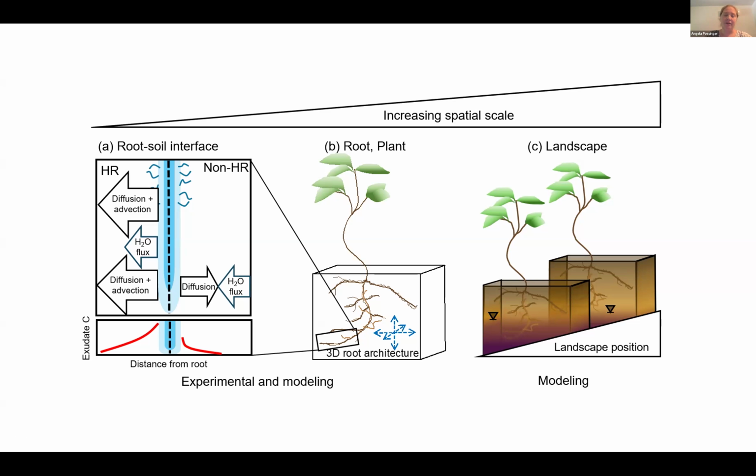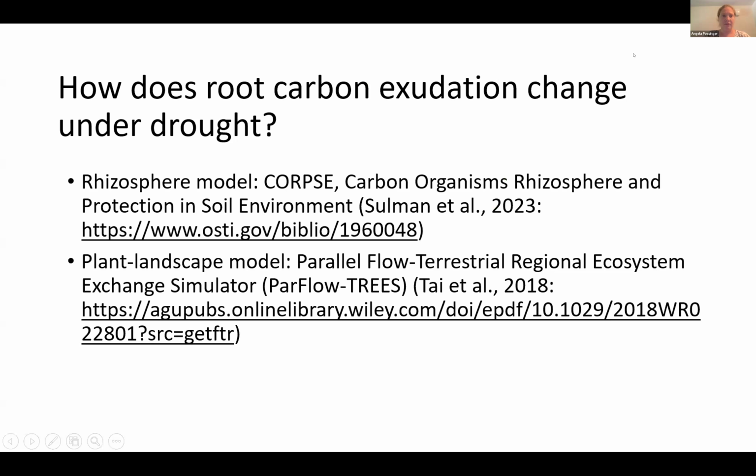And so this is an experiment and modeling approach that really tries to take specific microscale measurements and use them to enable model development. So I'll just give a couple examples about how we're doing this. We're using a rhizosphere model, CORPSE, to look at carbon transfer in the rhizosphere, and a plant landscape model, ParFlow TREES, to look at the landscape scale.